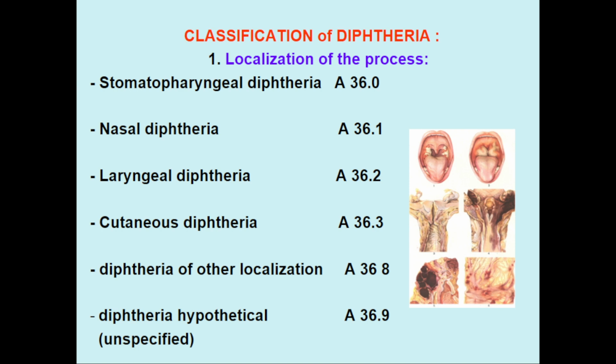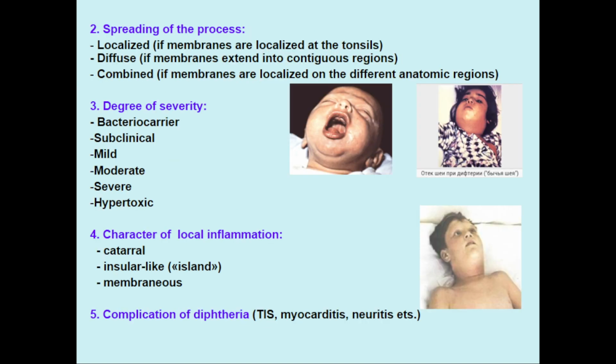Classification. For the moment, it's classification with ICD-10. Maybe one day ICD-11 will come. They promise it for the next several years. Maybe it's already there. Location of the process: stomatopharyngeal diphtheria, nasal diphtheria, laryngeal diphtheria, cutaneous diphtheria, diphtheria of other localization, for example the nose, and diphtheria, unspecified.